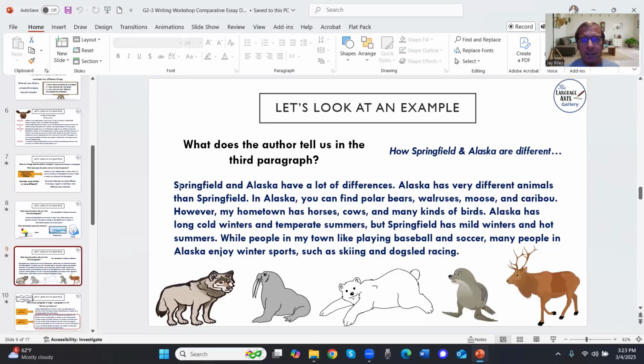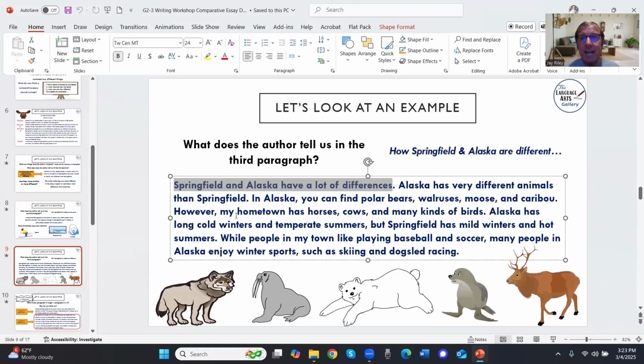And that topic sentence tells me Springfield and Alaska have a lot of differences. Alaska has very different animals than Springfield. In Alaska, you can find polar bears, walruses, moose, and caribou. However, my hometown has horses, cows, and many kinds of birds. Alaska has long, cold winters and temperate summers, but Springfield has mild winters and hot summers.